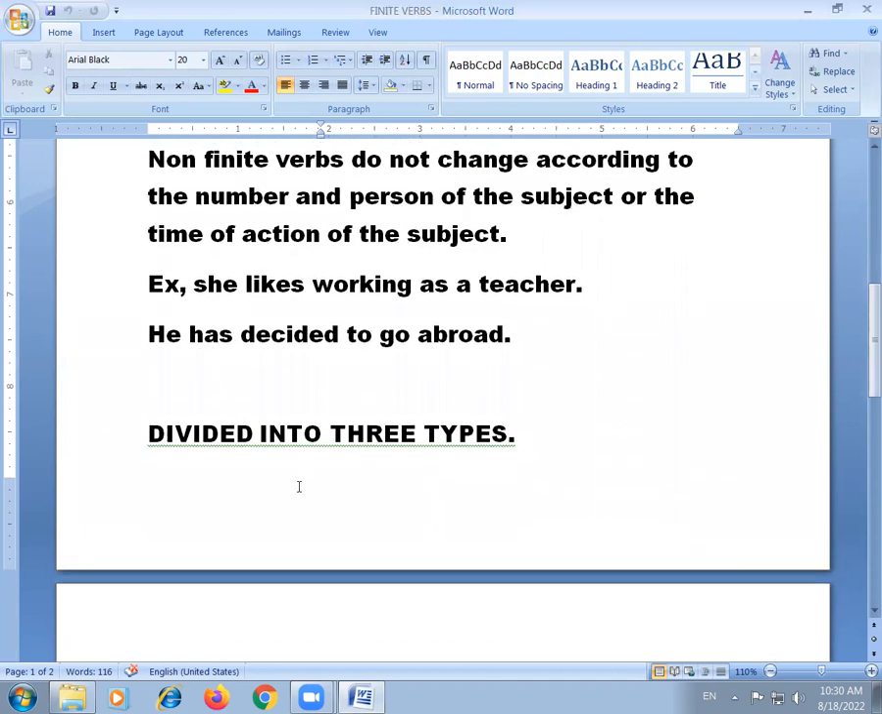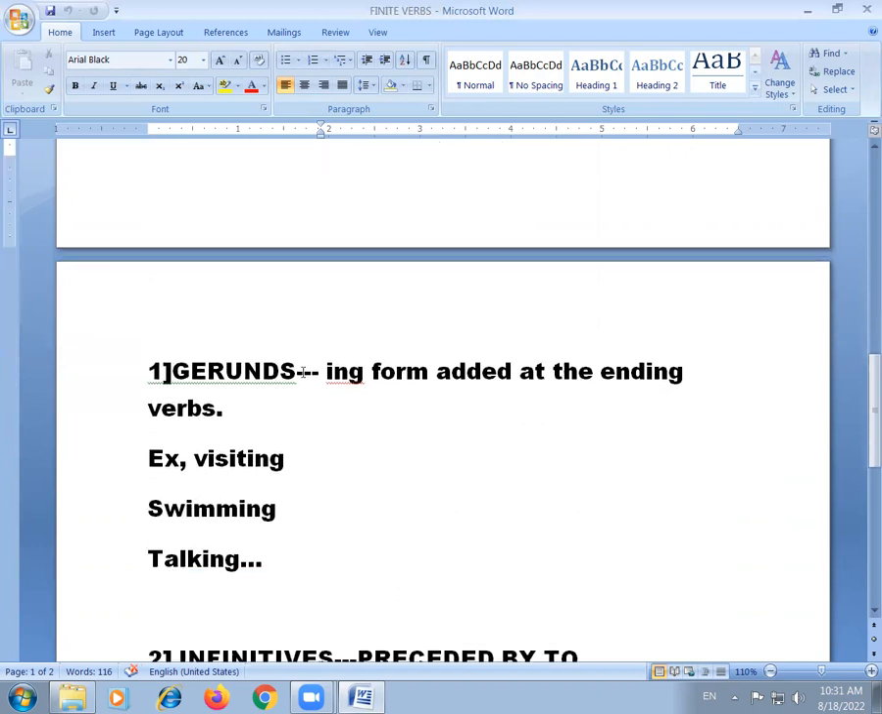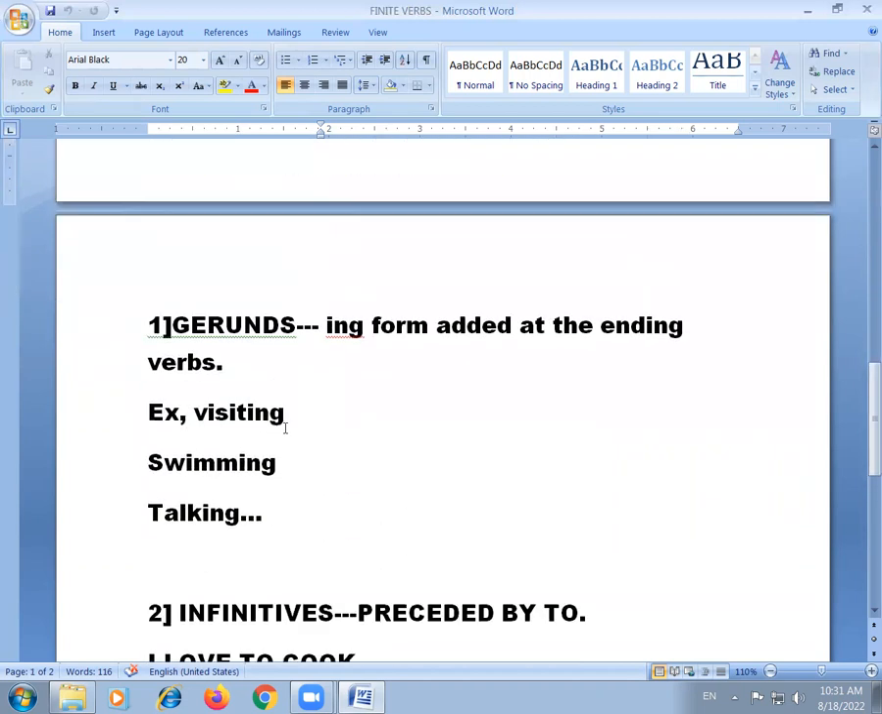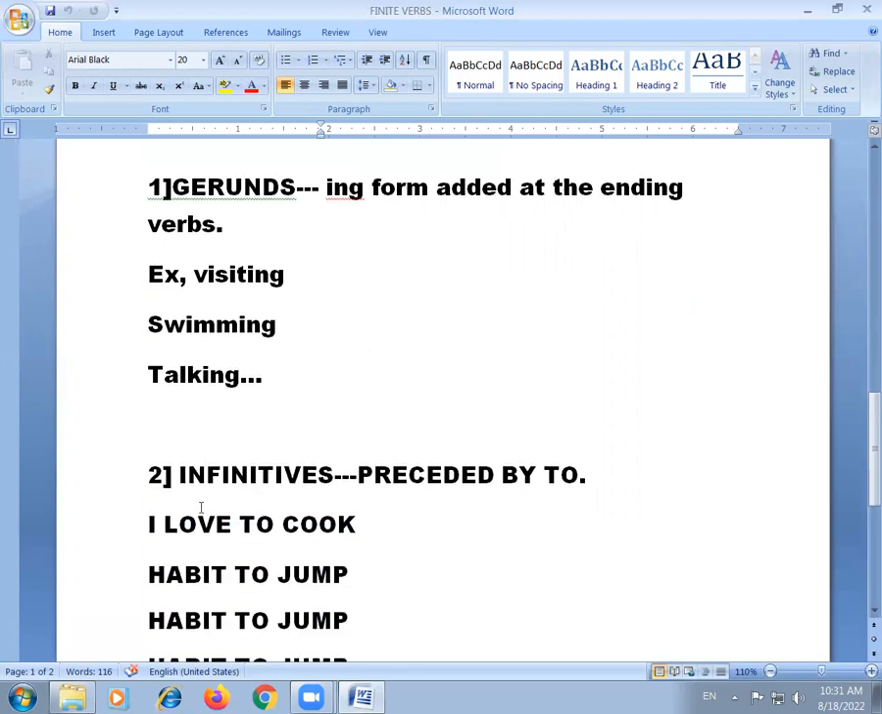Further, non-finite verbs are divided into three types. First one, gerunds. Second one, infinitives. And third one, participles. So first, gerunds. Gerunds are words ending in the ing form, made from verbs and used like nouns. For example, visiting, swimming, talking, listening. All these ing forms are working as gerunds.